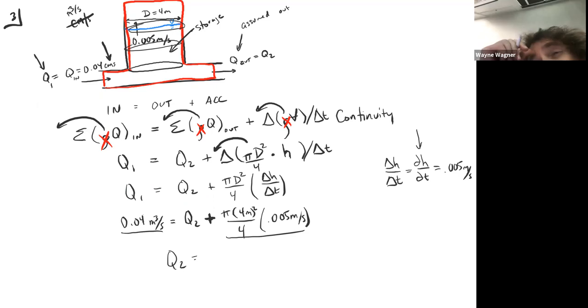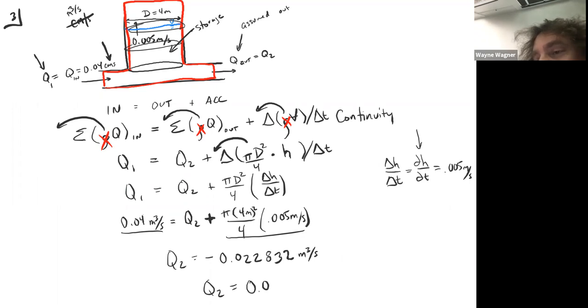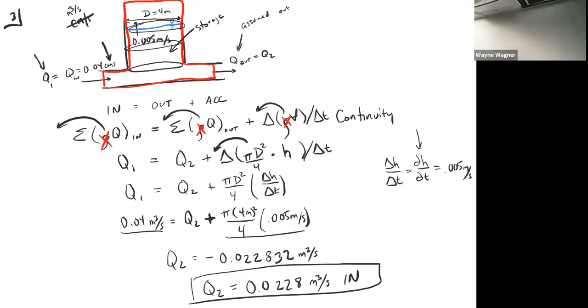So basically that means Q out needs to actually be an in, or Q2 actually needs to be an in, because if we do the algebra, it ends up being negative 0.022831 or 32, excuse me, cubic meters per second. So then we'll say that Q2 equals 0.0228 cubic meters per second, and we had the wrong sign, so we're going to say it's in. Okay, and that's how we solve it.